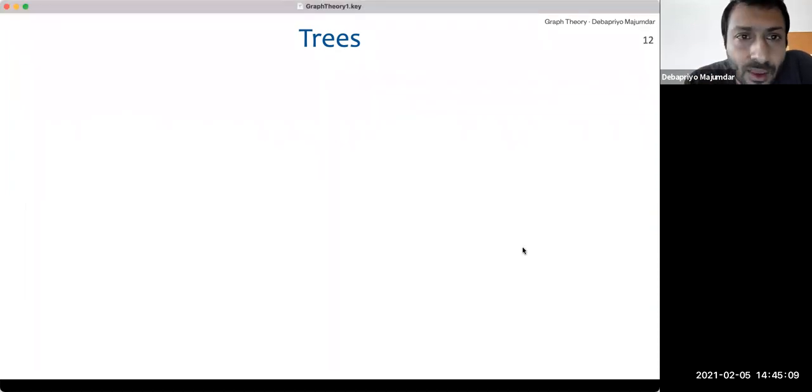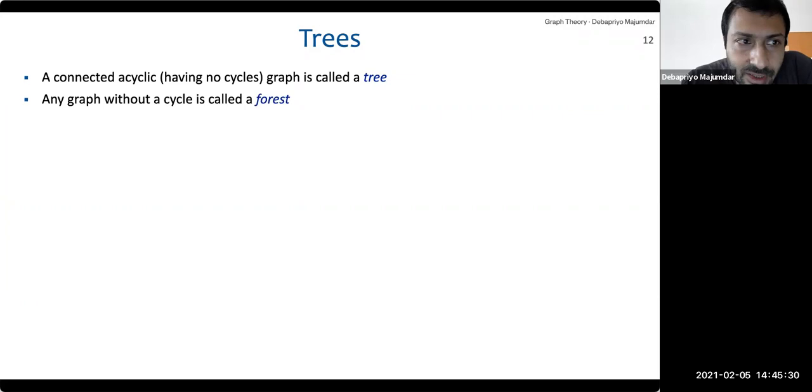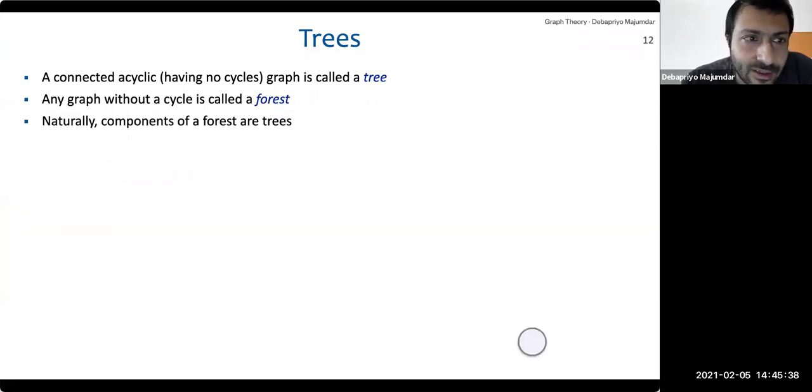So, trees. You have proved a few assignments or exercises regarding cycles and paths. Now, a connected acyclic graph, that means a graph with no cycle, is called a tree. Any graph without a cycle is called a forest. And naturally, the components of a forest are trees. So any graph without a cycle is a forest.